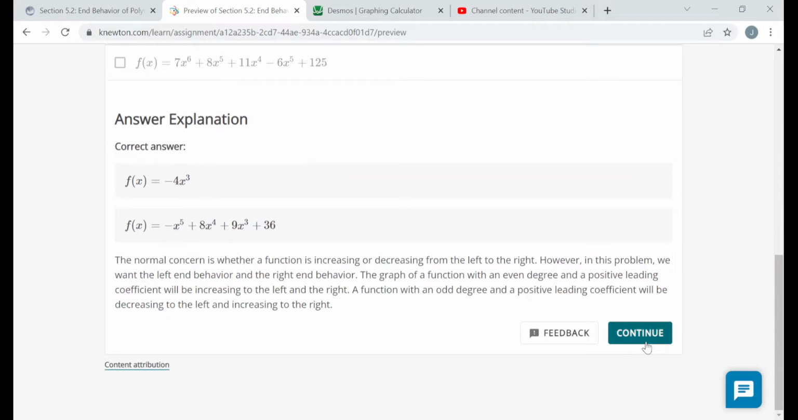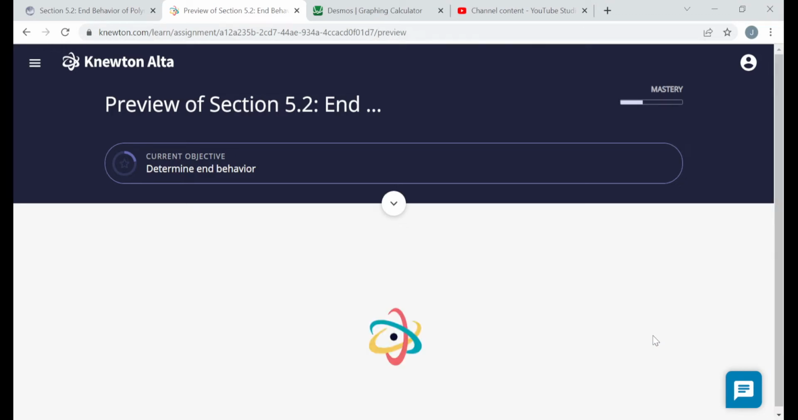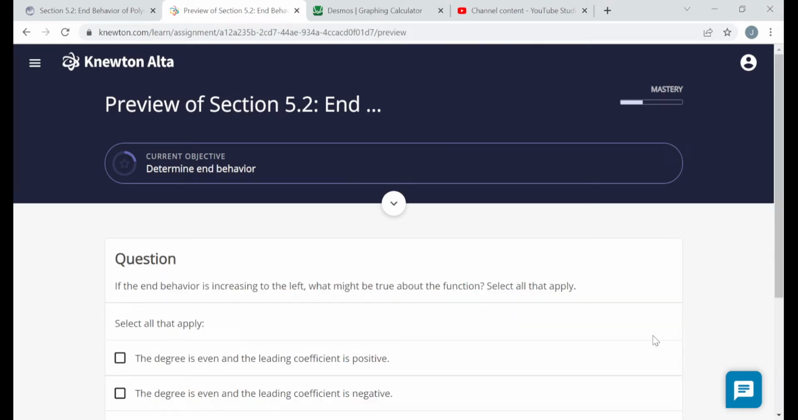And again, please read through the answer explanations. But I think end behavior should be pretty simple. You just need to find that highest powered term.